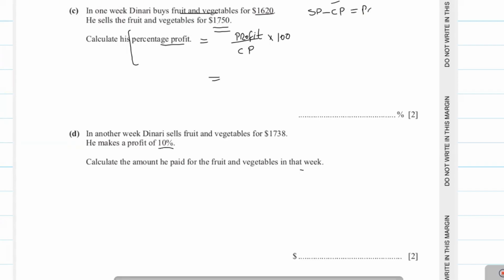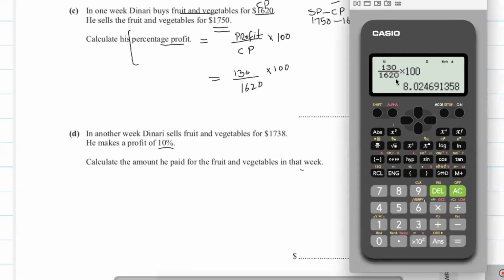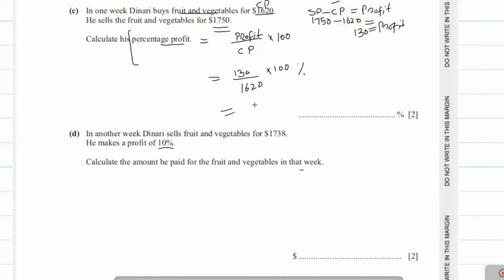This will be equal to profit. And here the selling price of fruit is $17.50. Cost price is $16.20. Therefore, the profit here is $1.30, and therefore we write here the profit is $1.30, and this is the cost price $16.20, divided by $16.20 multiplied by 100, and this value will be equal to 130 divided by 1620 multiplied by 100. This is equal to 8.02, and this is 8.02% will be the answer.